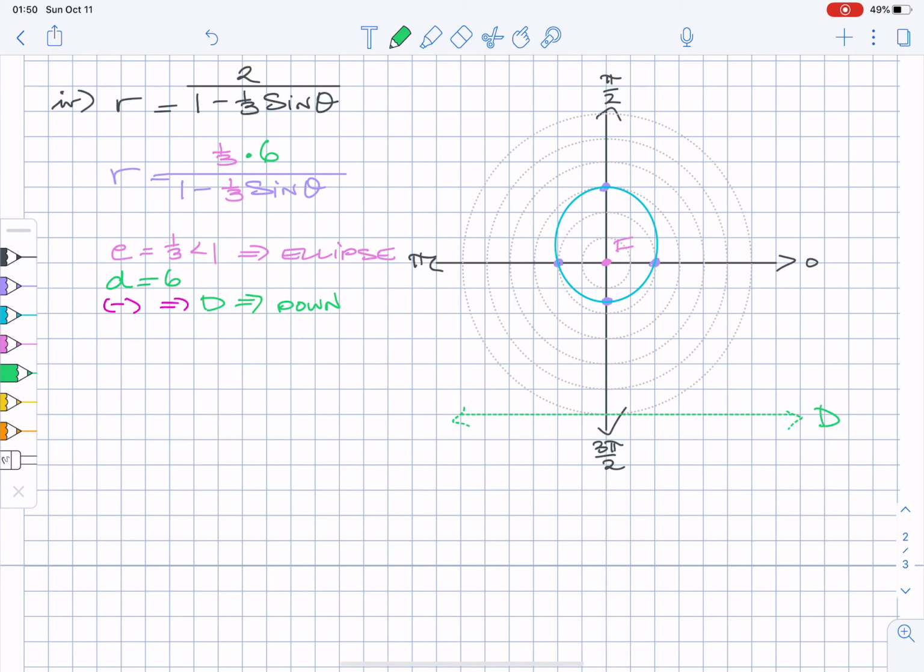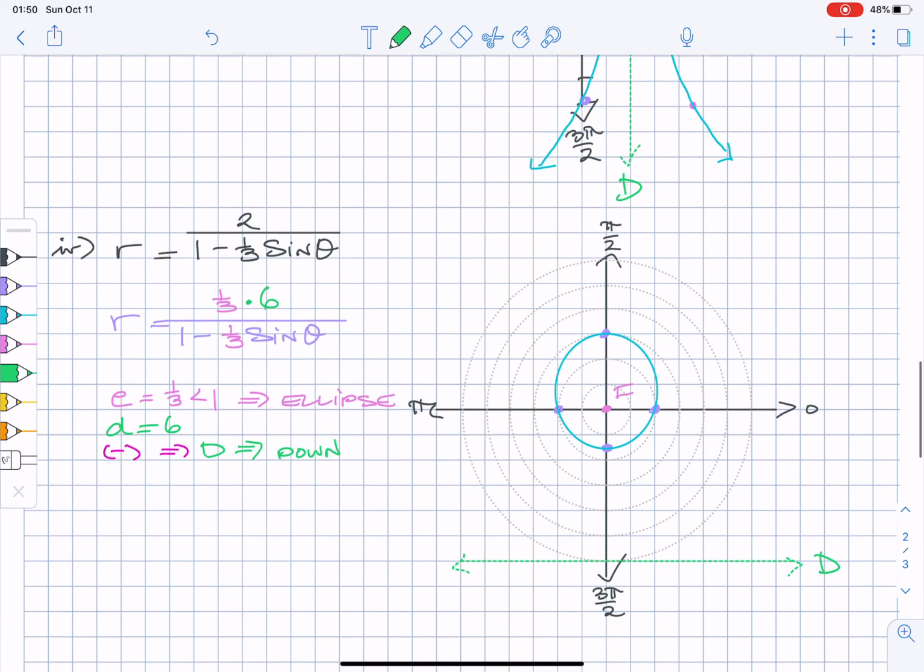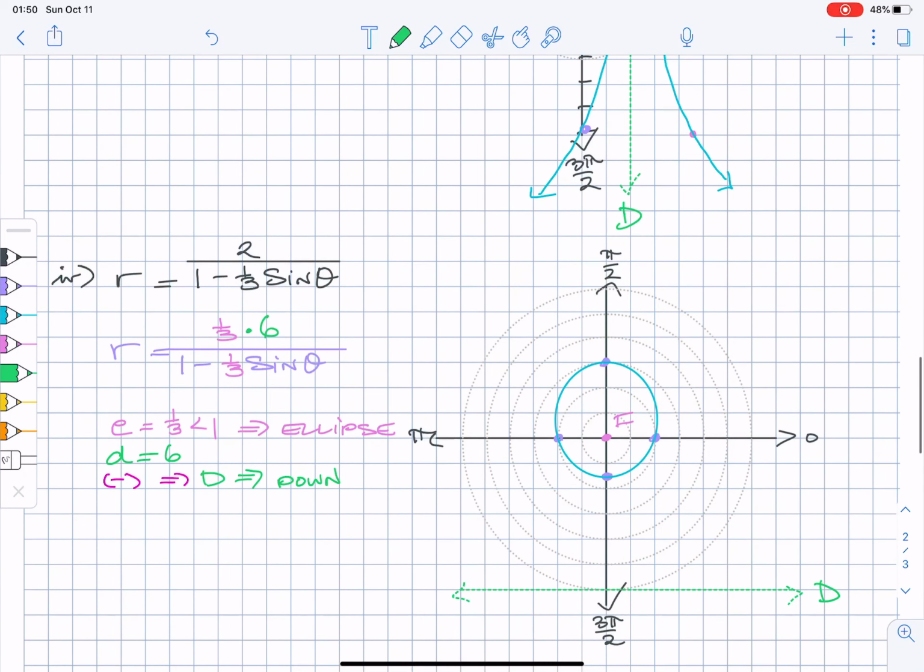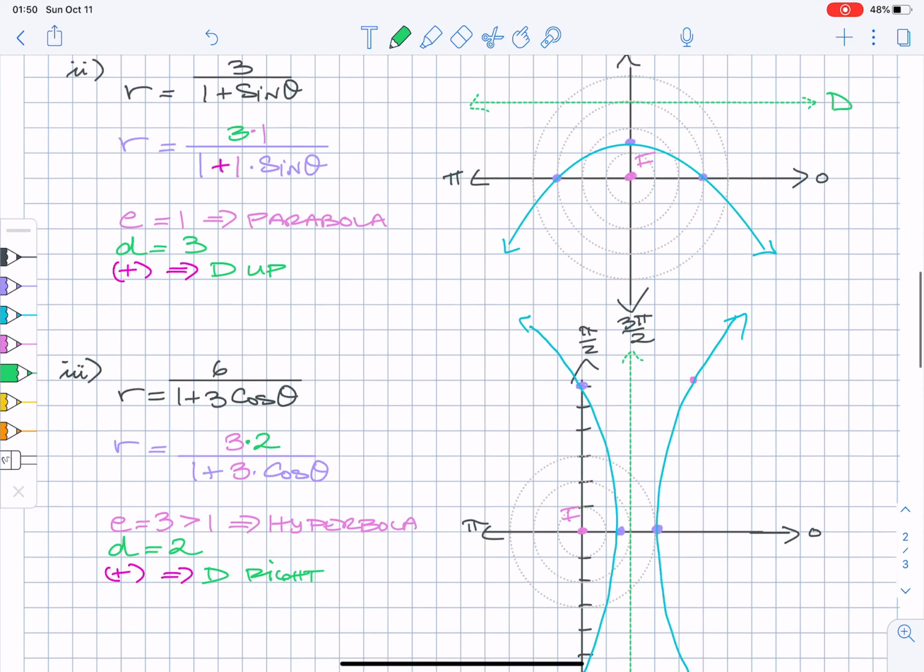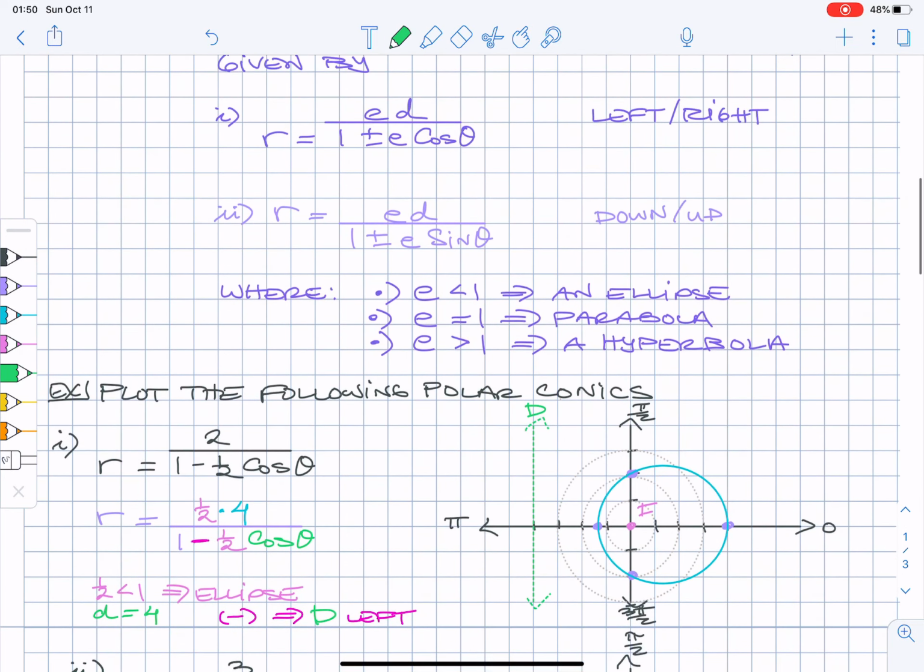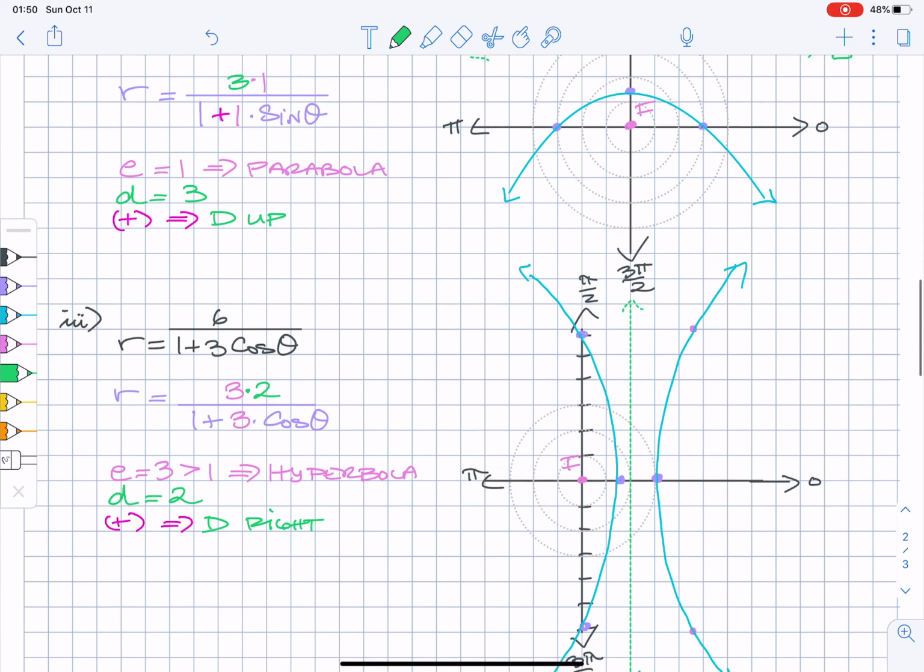Okay, there we are. So that's how much nicer all conic sections are in polar coordinates. They're very, very nice. So easy. Okay, that's it for chapter 10. I will see you in chapter 11.